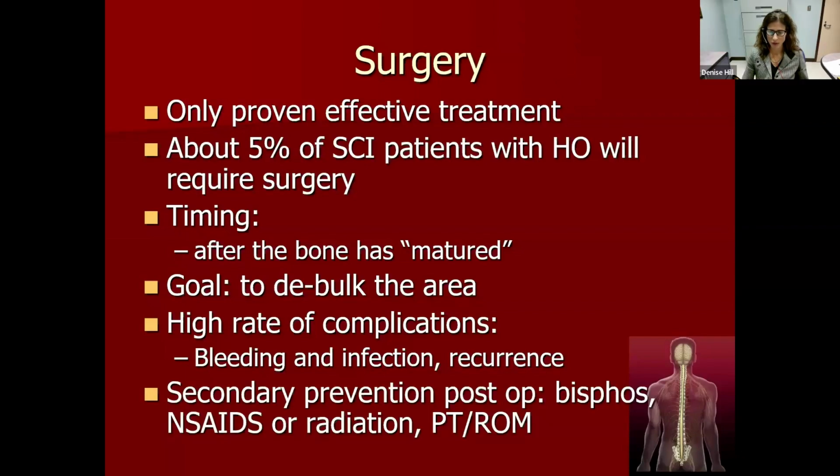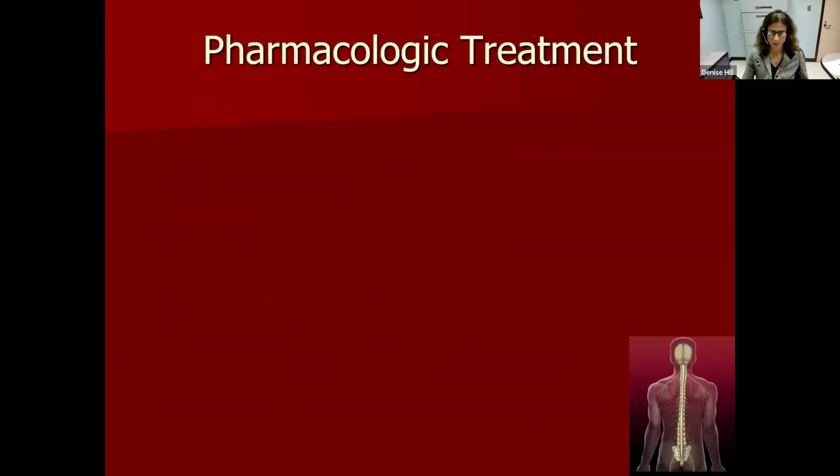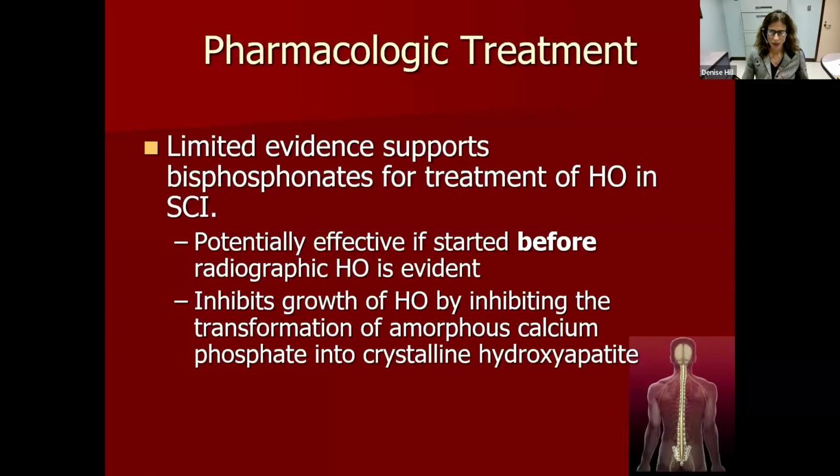Some places will use secondary prevention, so bisphosphonate regime, anti-inflammatories, radiation, and then, of course, everybody gets PT and range of motion. So we would typically on the rehab unit consider using bisphosphonates during the evolution of HO. We want to start that before radiographic HO is evident, and it supposedly inhibits the growth of HO by inhibiting the transformation of amorphous calcium phosphate into crystalline hydroxyapatite.